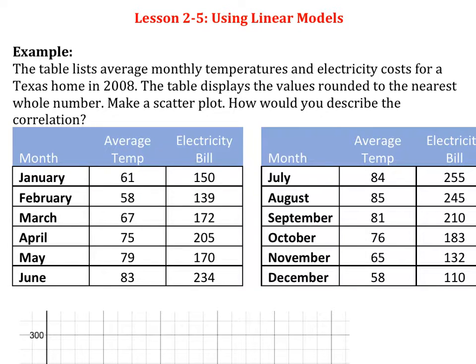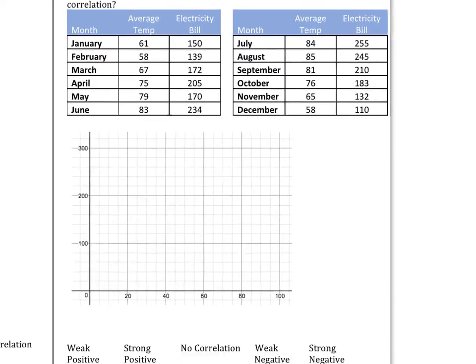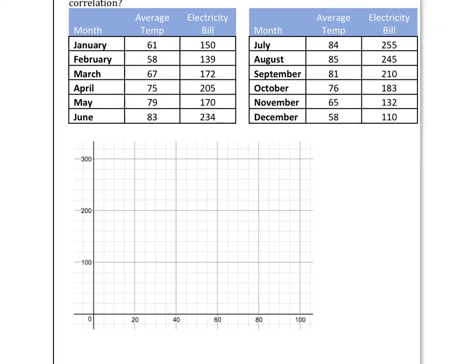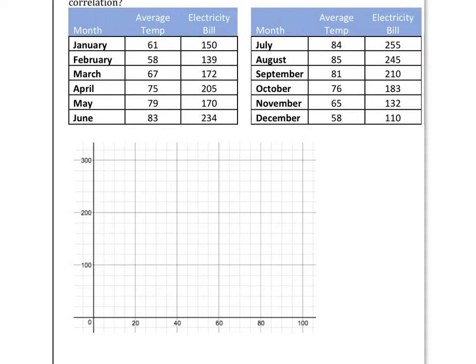This table shows you the average monthly temperature and electricity cost for a Texas home in 2008. And the table below shows the rounded to the nearest whole number. Make a scatter plot. How would you describe the correlation? So go ahead and plot these temperature versus electricity bill first. So really quickly, don't try to spend a lot of time making it perfect. We just want a general idea of where the temperature versus electricity bill is.